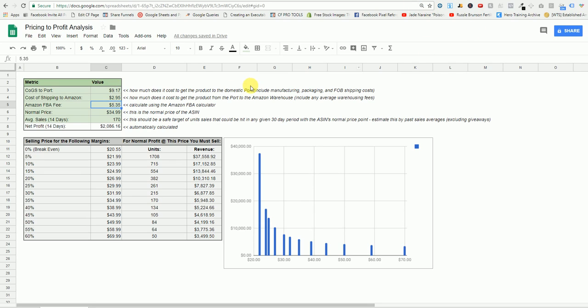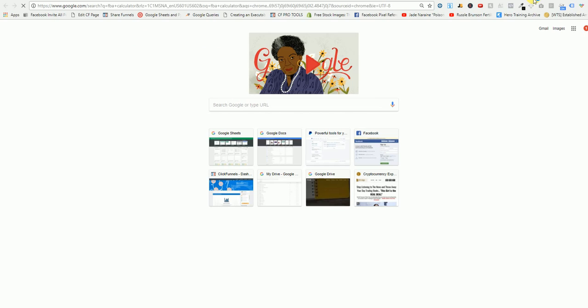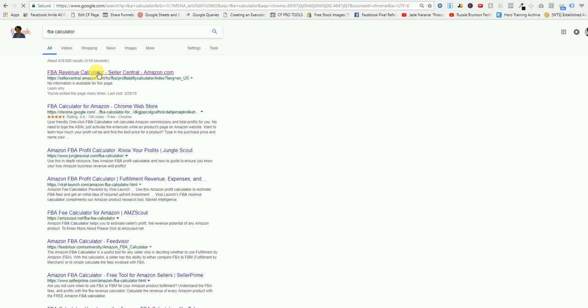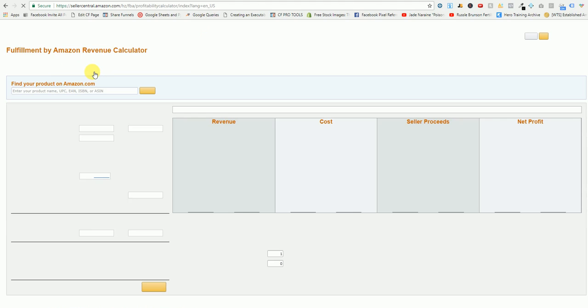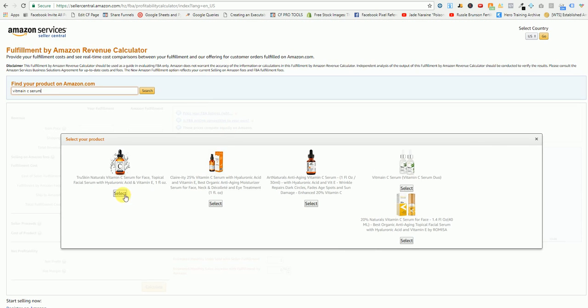So what I suggest using for this is the FBA calculator. If you open a new tab in Chrome and you search for FBA calculator like this, it should be the very first result right here, FBA revenue calculator. And I could just put something in here like vitamin C serum as an example. Click search, and you can also put your ASIN in here if you're trying to find your specific product.